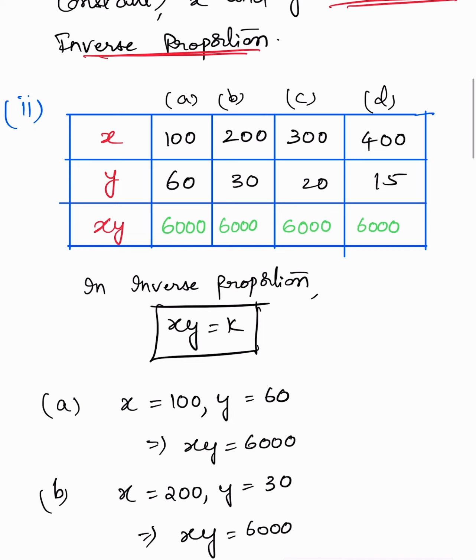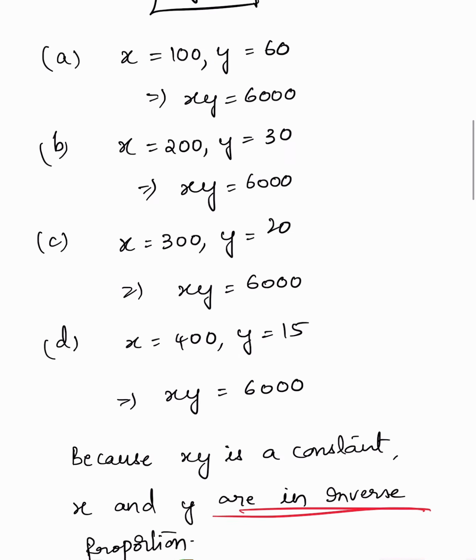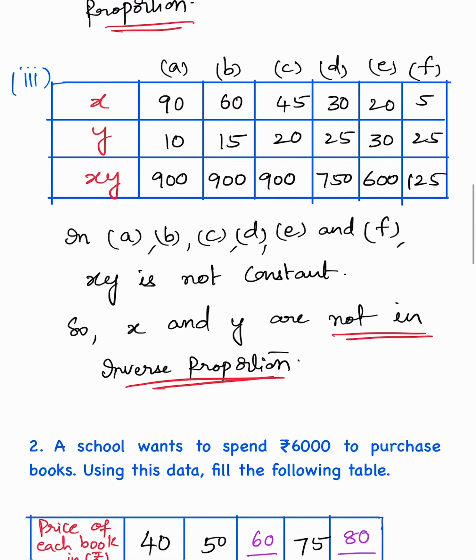Second bit, again x and y values are given. Let us find xy. X into y, 100 into 60 is 6000, 200 into 30 is also 6000, 300 into 20 is also 6000 and 400 into 15 is also 6000. Because in inverse proportion xy equal to constant, these variables x and y are in inverse proportion.